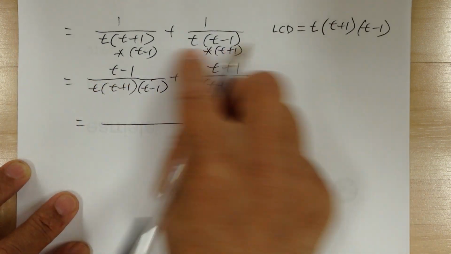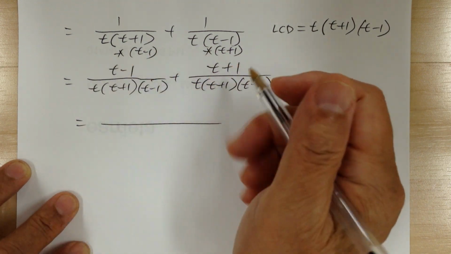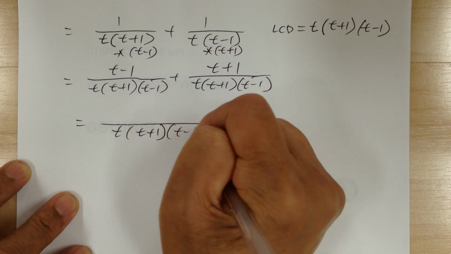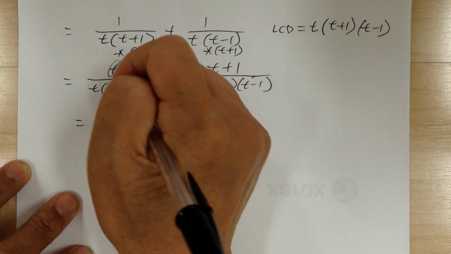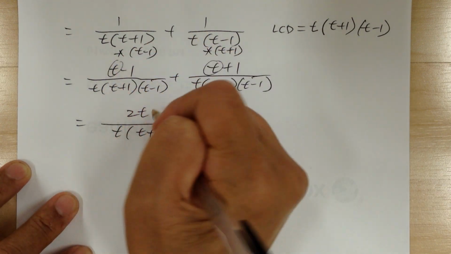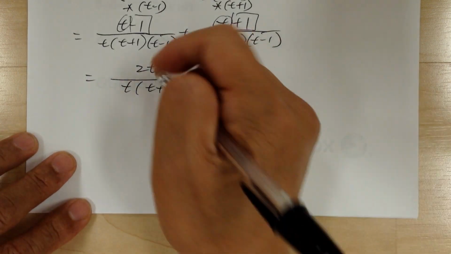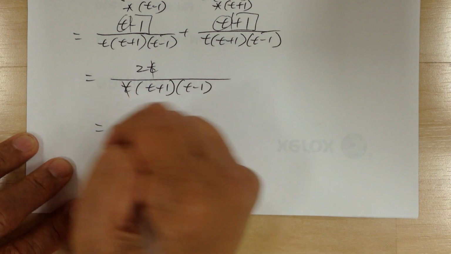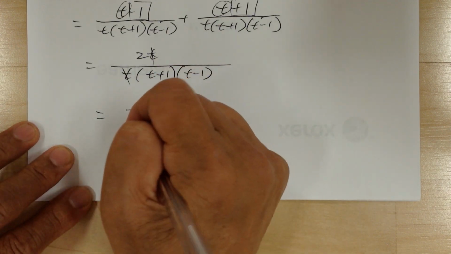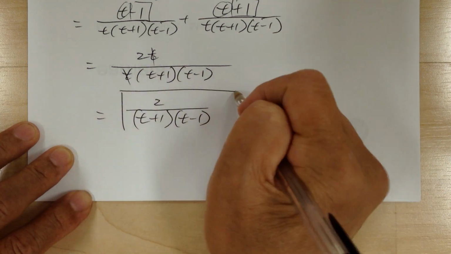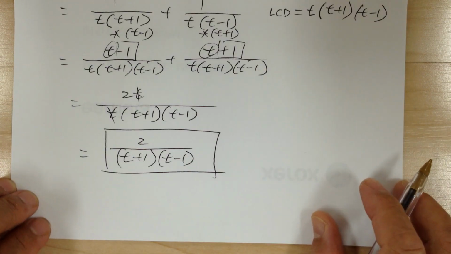Now for addition, you can just go and combine the like terms already. You don't have to do the extra step of changing sign. So t and a t will give you 2t, and minus 1 plus 1 will cancel out. And the t will cancel out. So the answer will be just 2 over t plus 1, t minus 1.